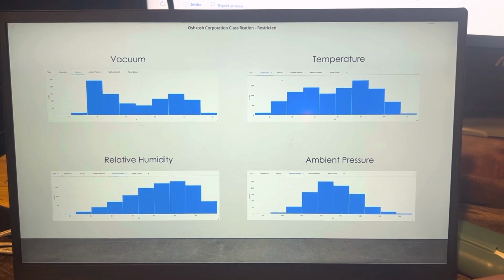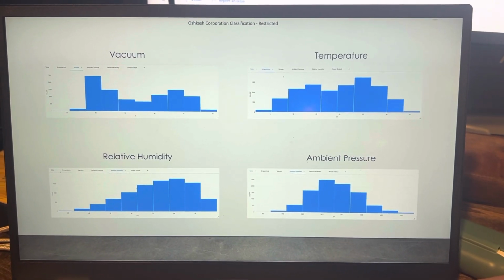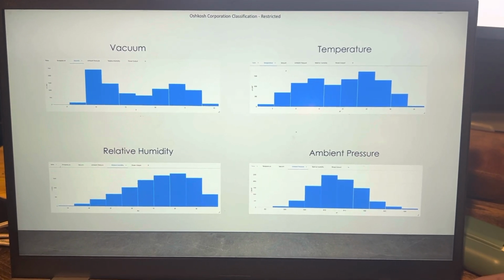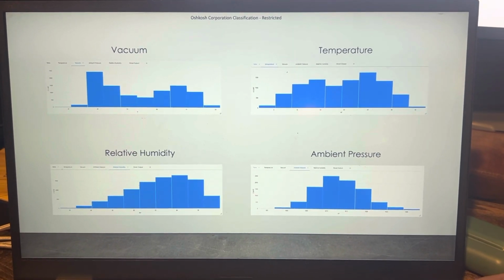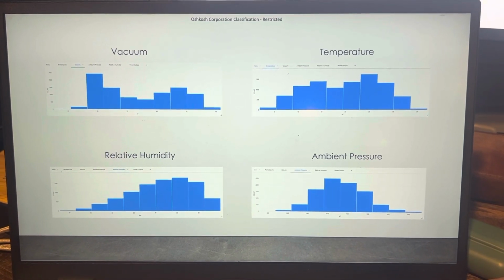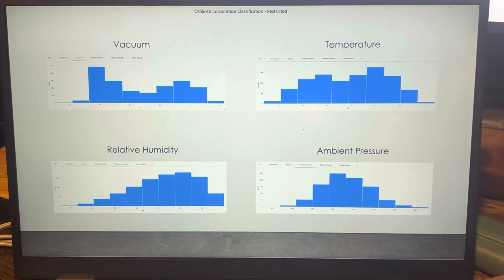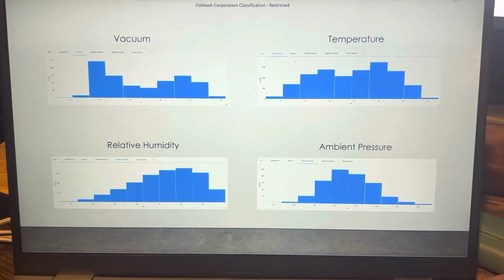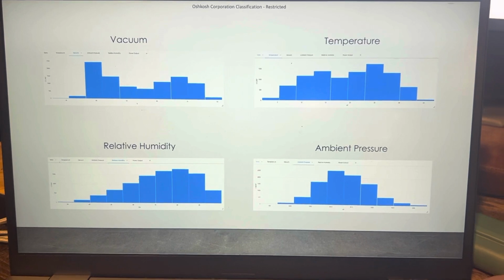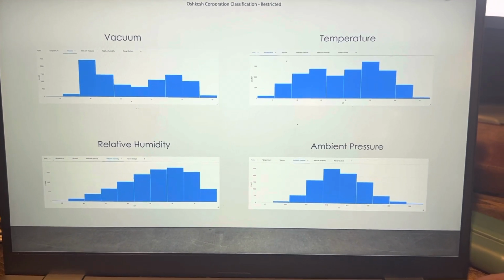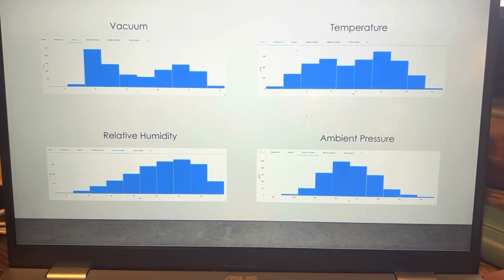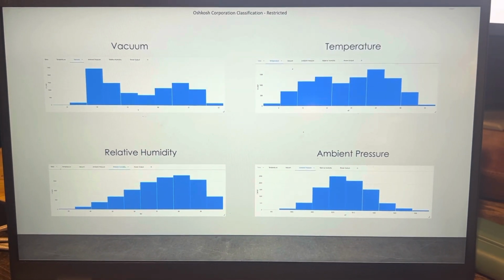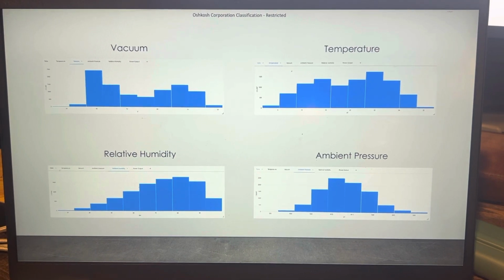So in the CSV that they gave us, I started by inputting the data into Databricks, and from here I created histograms so I could see the distribution of the data for each variable, or each feature. As we can see, temperature is pretty evenly, or normally, distributed. So is ambient pressure. Relative humidity has a slight skew to the right, and vacuum has a skew to the left. So just things to keep in mind as we start to do the analysis.